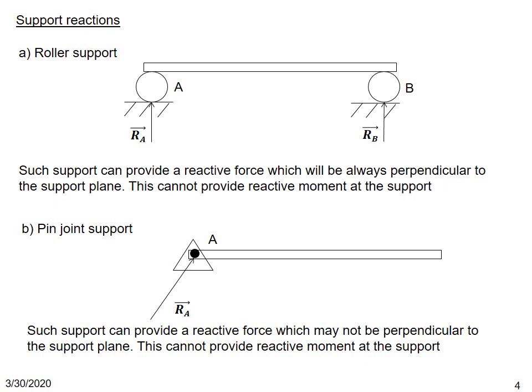The second category of support is called a pin joint support. A pin joint support can provide reactive forces which may or may not be perpendicular to it, depending on the external forces applied to the beam. In this case also, a pin joint support cannot provide any reactive moments at the support, because if you apply an inclined force, it will rotate freely. A pin means it can freely rotate about that pin. So that is the second kind of support.